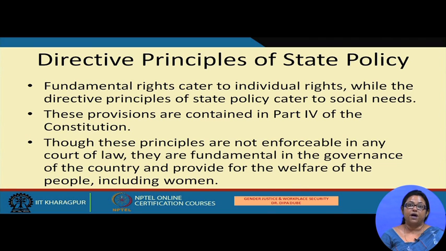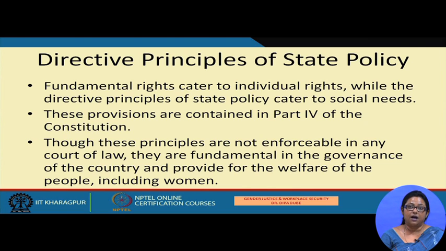We next come to Part 4 of the Indian Constitution, which lays down the directive principles of state policy. These are included in Part 4, as I said, of the Indian Constitution. In the way that they differ from the fundamental rights, whereas fundamental rights cater to individual rights, the directive principles of state policy cater to the social needs. So, the directive principles of state policy are basically those aspects which the state must uphold in order to realize social justice and social security.